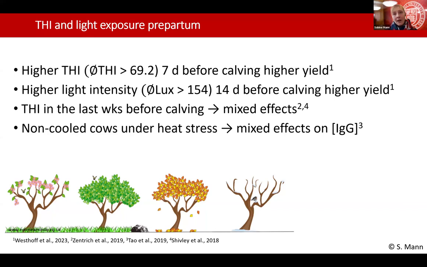So now going into heat stress, we would recognize that heat stress is detrimental to dry cows and for their future production. But if you specifically look at the cooling of cows under heat stress, there are mixed effects on the colostrum production and the colostrum quality. So we're not entirely sure yet what the heat stress effects are on colostrum per se, but we know from all the other data that heat stress is bad in cows and that we should provide heat abatement to cows that are at risk of being heat stressed in the dry period.